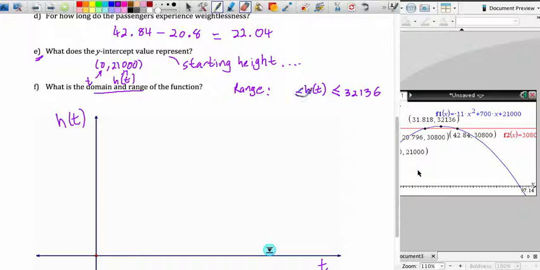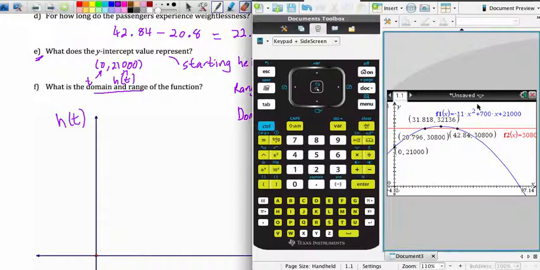But what you should hopefully recognize, of course, is that this is an aeroplane, and what we don't want is to have any negative heights, because that would imply that it's flown into and through the ground. And so the range is from 0 up to 32,136. Similarly, for the domain, which of course in the context of this problem is representing time, you cannot have negative time, and so t is going to be greater than 0, but in the context of this, less than or equal to, and now we need to come back to our graph, and we are looking at the point at which the plane touches down on the ground again.